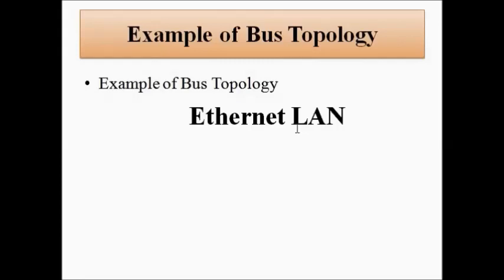These are some of the disadvantages of bus topology, and an example of bus topology is the Ethernet LAN, the Ethernet local area network. This method of network connection uses bus topology. We'll discuss that in detail, but here you just need to know that the Ethernet LAN is an example of bus topology. It would be unnecessary to explain Ethernet LAN in this video, because I will explain it in a separate video, so don't worry about that.